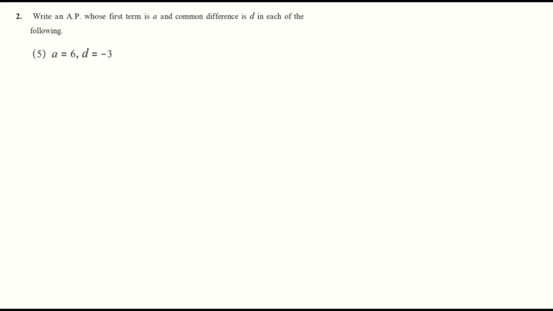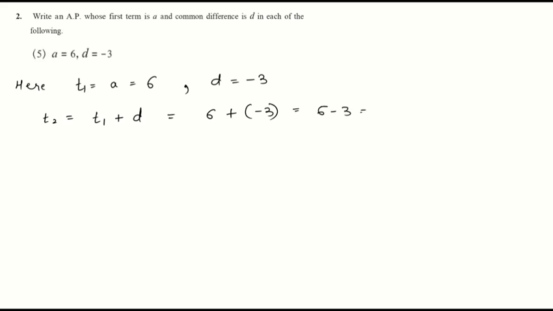Next question. Here T1 is equal to A, which is 6, and D is given as minus 3. The common difference is minus 3. So let us find T2. That will be the previous term T1 plus D. So what is T1? It is 6, plus D which is minus 3, which is nothing but 6 minus 3 is equal to 3. We got the second term T2 as 3.